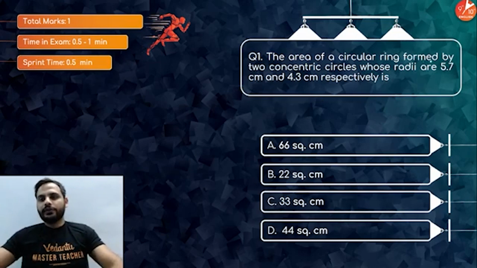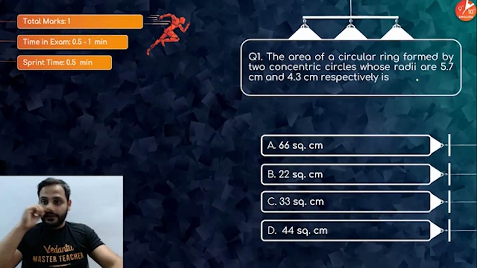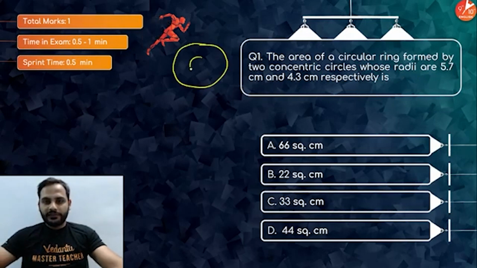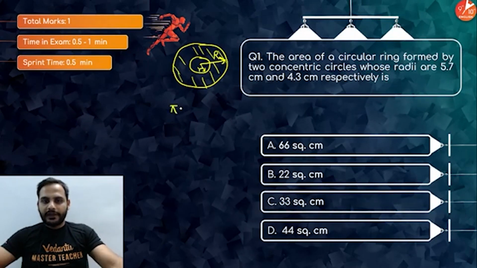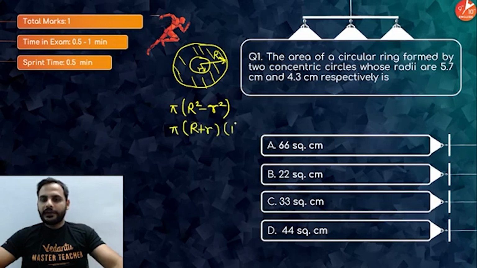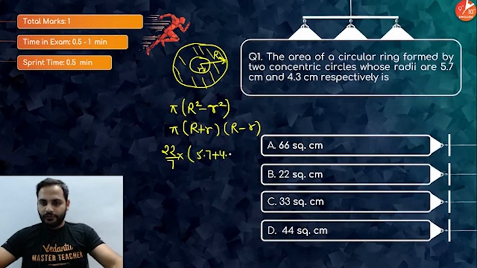So area of a circular ring formed by the two concentric circles whose radii are 5.7 centimeter and 4.3 centimeter. So guys, we know two concentric circles are there. Area of circular ring will be what? Area of the outer circle minus area of inner circle. So let's say this is capital R, and if it is small r, the formula is pi into capital R square minus small r square, right? So I can write it as pi into (R plus r) into (R minus r), a square minus b square. So this will be 22 by 7 into, here I can say, (5.7 plus 4.3) into (5.7 minus 4.3).